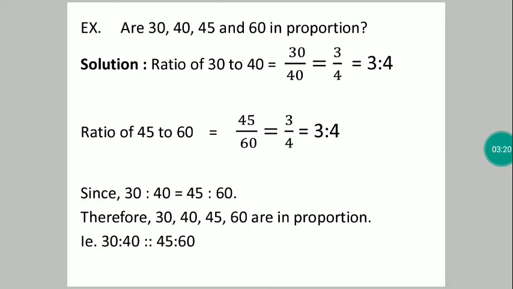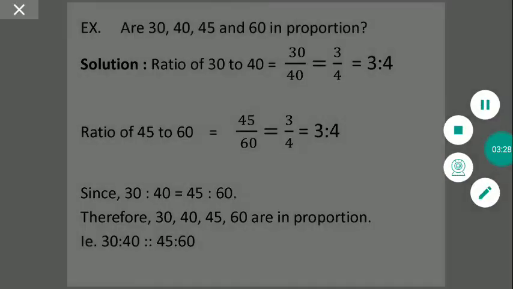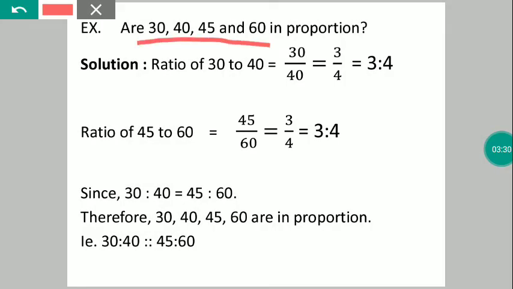Now we start one example. Are 30, 40, 45 and 60 in proportion? We have to check whether these four terms are in proportion. Now the ratio of the first two quantities, 30 to 40, is 30 upon 40, which is equal to 3 by 4. We read it as 3 is to 4.